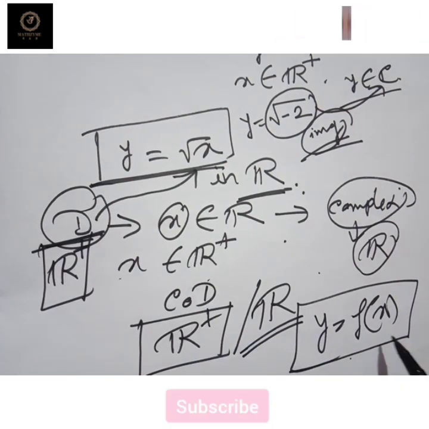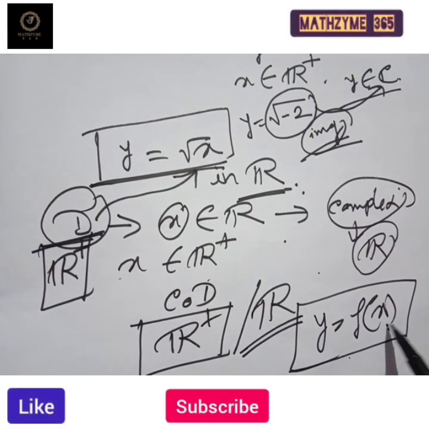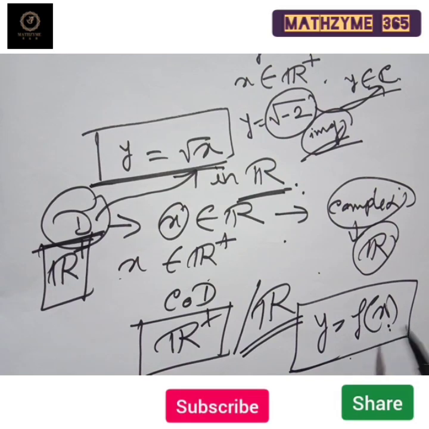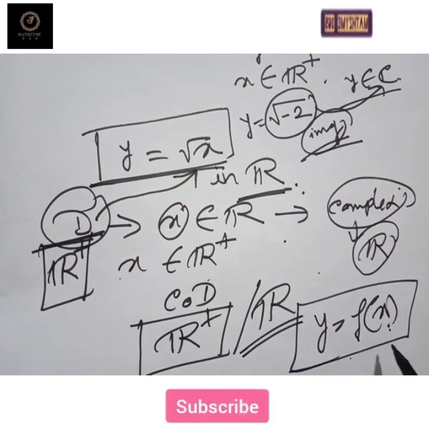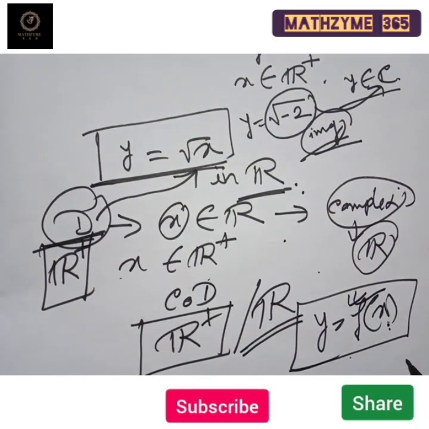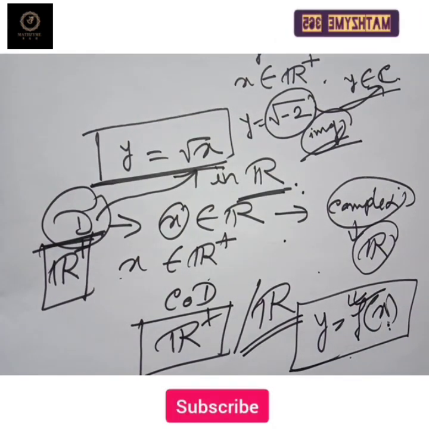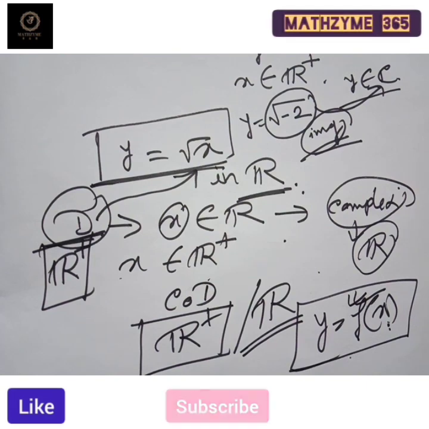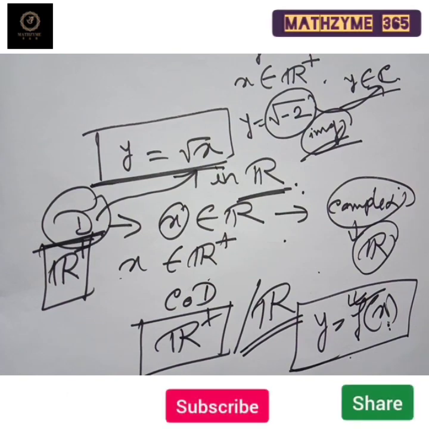Look, here it is clear that the variable x is independent under the rule f, and the variable y is dependent on x under the rule f. Okay. Today's discussion is just the functions and the basic idea, and here it is.